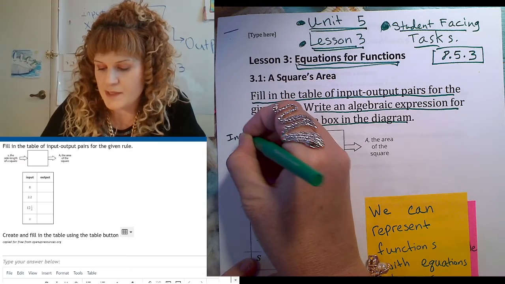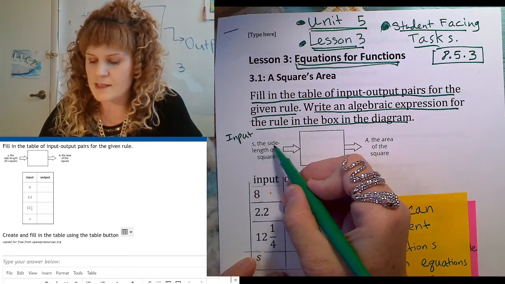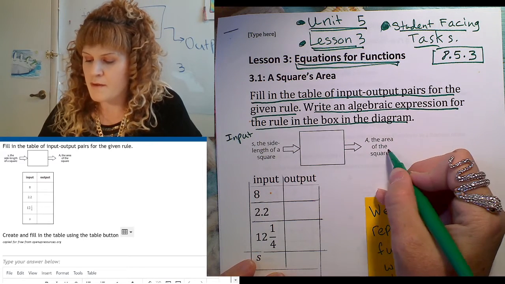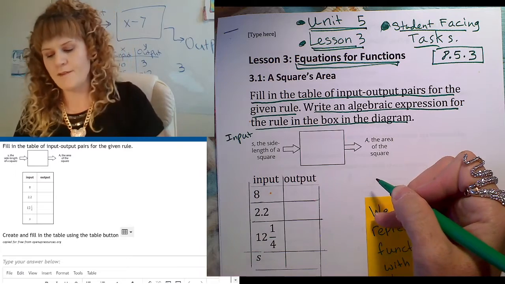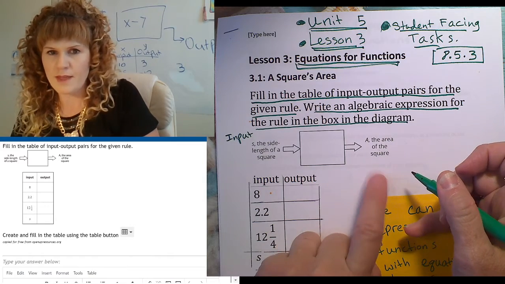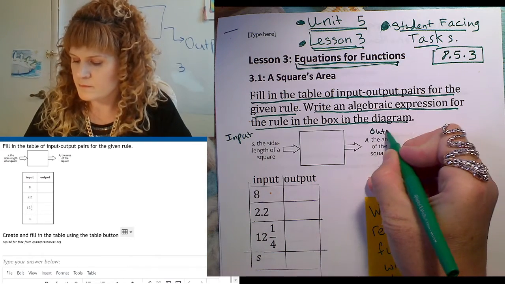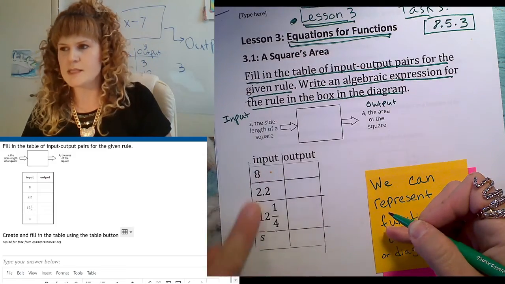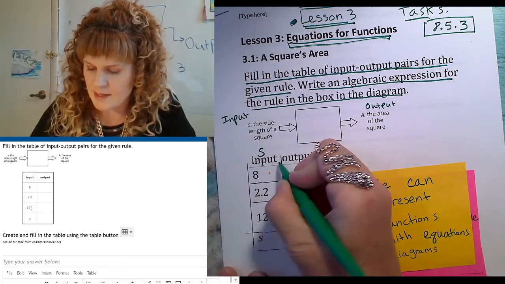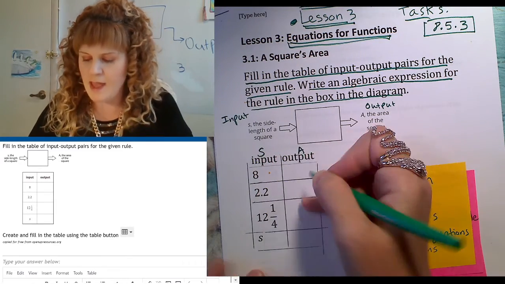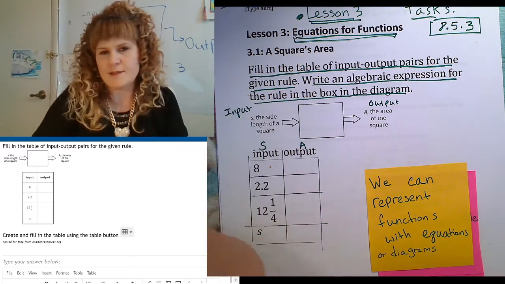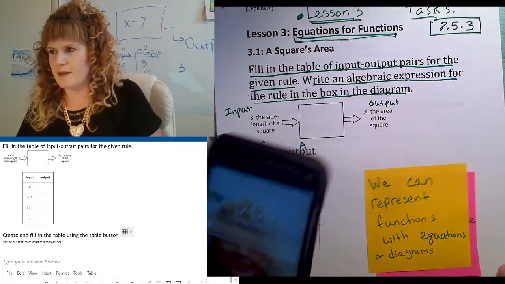Input. Let me label this first. The input is S, the side length of a square. And the output is A, the area of the square. Okay, if S is the side length of a square, then what is the area of that square? The table gives us possible inputs, and we have to calculate what the output would be. So this is S, the input, and the output is going to be A, the area of a square. Well, I'm kind of lazy. I like to use a calculator, and I don't mind if you do the same.